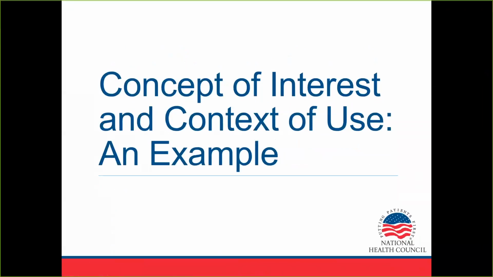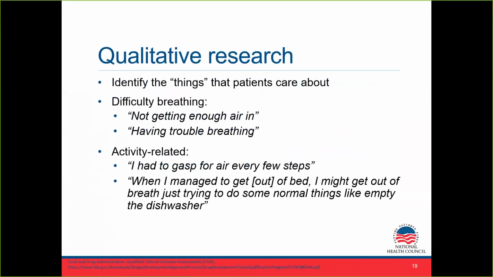Now we'll walk through an example of identifying the concept of interest and context of use. As we discussed before, qualitative research is used to ensure the concepts are referred to the same way that patients do. So in this example for COPD, difficulty breathing is referred to as not getting enough air or having trouble breathing. And activity-related impacts of COPD are referred to as I had to gasp for air every few steps, or when I managed to get out of bed, I might get out of breath just trying to do some normal things like empty the dishwasher.